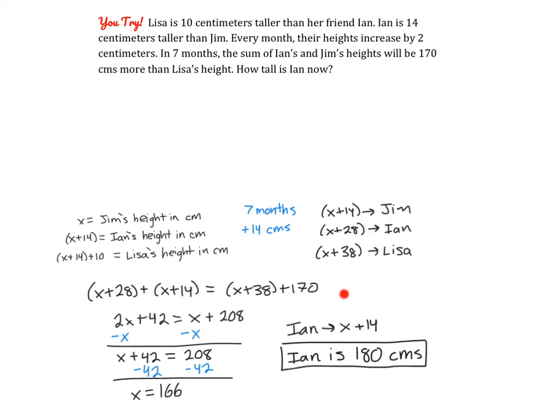So there's our equation. So we do have to combine like terms, move our variable, and then finish solving, and you should get x equals 166. However, they're asking how tall is Ian right now. So if you look back here, Ian's current height is x plus 14. So you have to take x, which is 166, add 14, and you get Ian's current height, which is 180 centimeters.